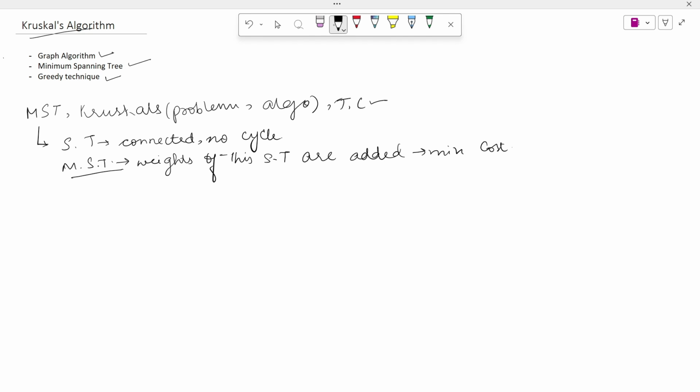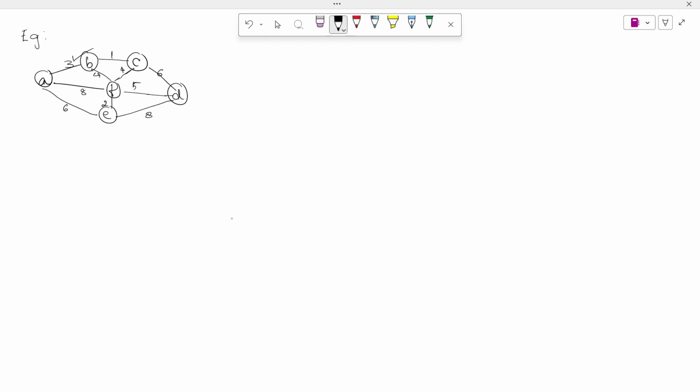Coming to Kruskal's algorithm, we'll have an example graph. We'll solve it manually and then go to the algorithm. So the example graph is, so this is the example graph I have taken. So we have two steps in Kruskal's algorithm. The first one is sorting in increasing order.